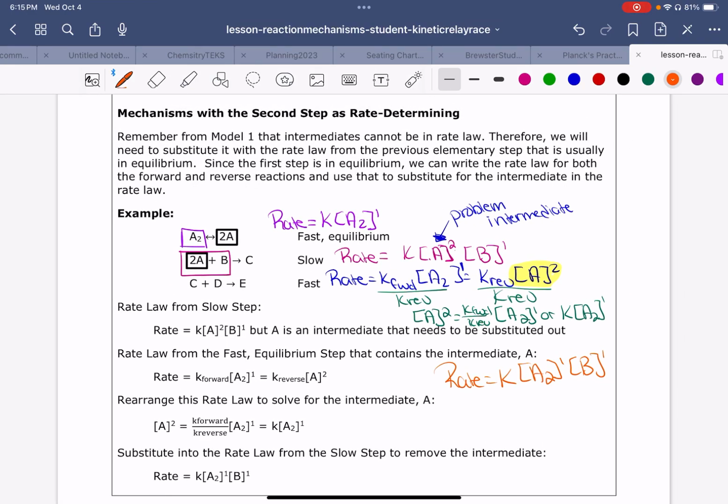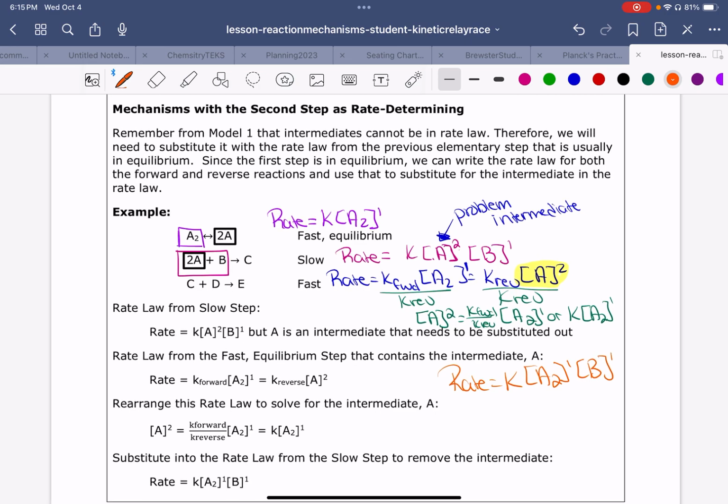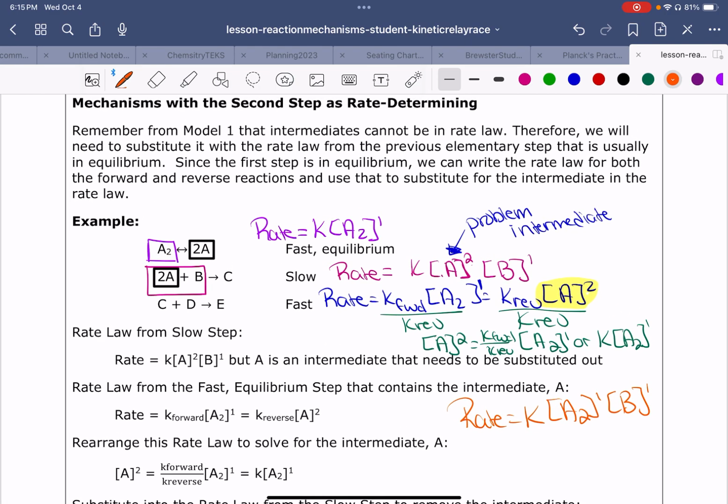Okay, so this is the second part of the kinetics relays notes, and I just want to point some things out to you. We looked at one of the models where the slow step was actually the middle step, and I pointed out you're probably going to have to use substitution to get your rate law. So this is showing you how we would do that. I have a fast step, a slow step, and a fast step.